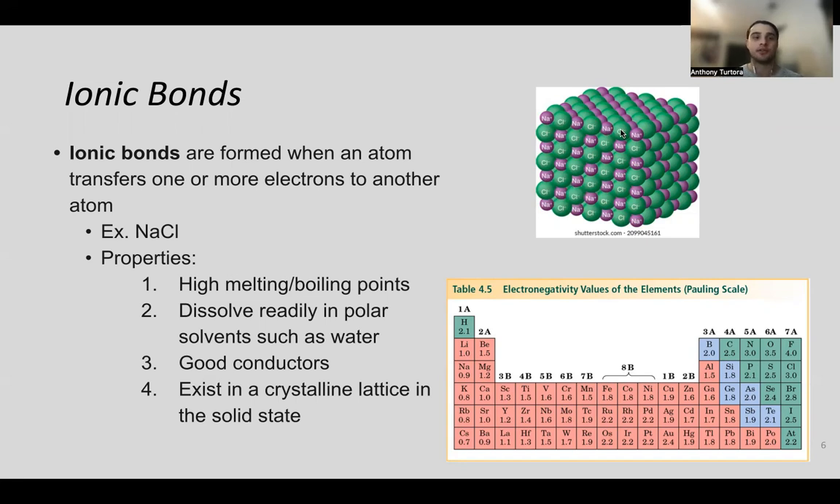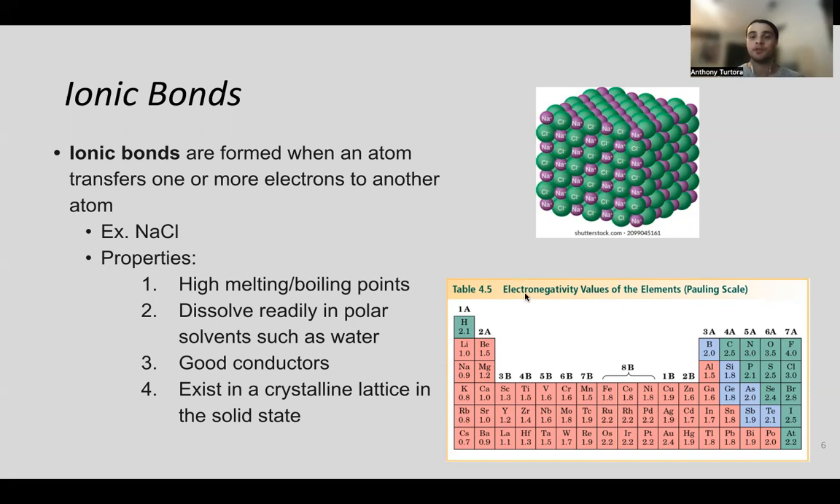And this creates its different properties, which are high melting and boiling points. They can dissolve readily in polar solvents, such as water. And this is because the positive and negative ions are going to be attracted to the slightly positive and slightly negative ends of a polar compound. They are also good conductors, and as we have been saying, they exist in a crystalline lattice in the solid state.